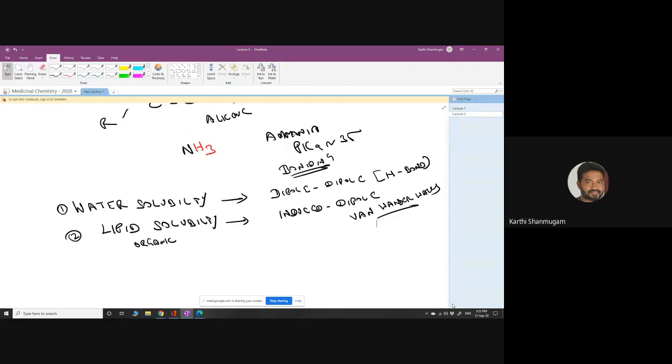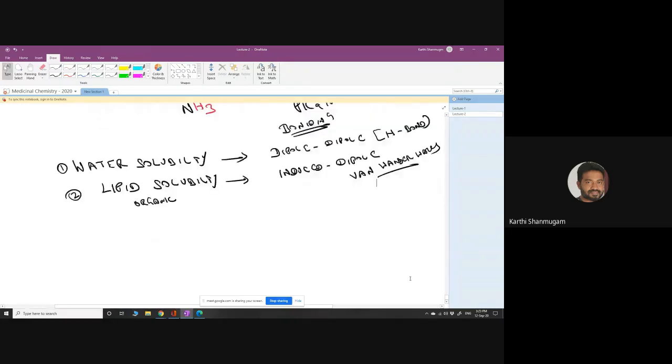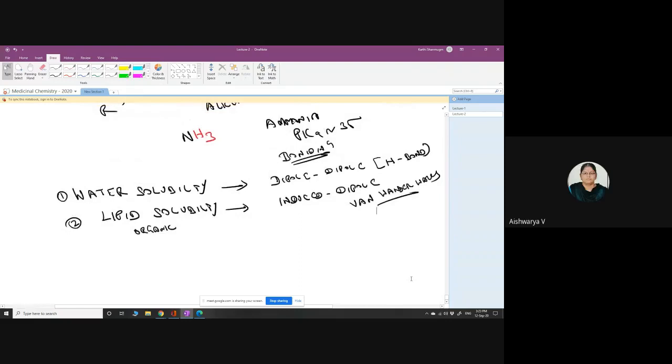Is my screen visible? Yes, sir. Right. So these are concepts which are very important to study the solubility of any molecule, right? We are interested in drug molecules, so the solubility of a drug molecule in water and lipid. For water solubility, dipole-dipole and ionic interactions are important. For lipid solubility, induced dipole and van der Waals interactions are very important, right?